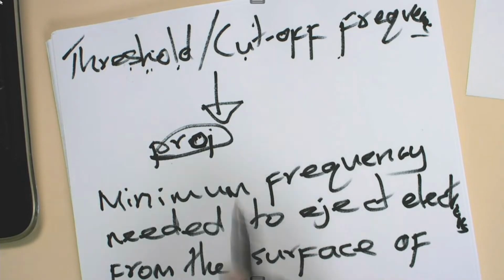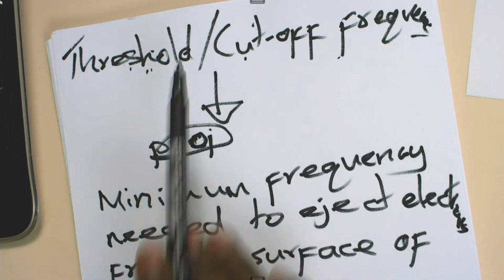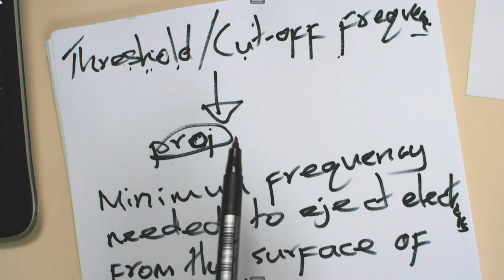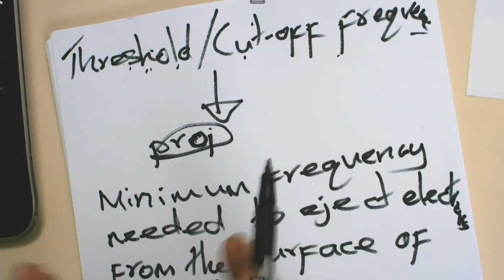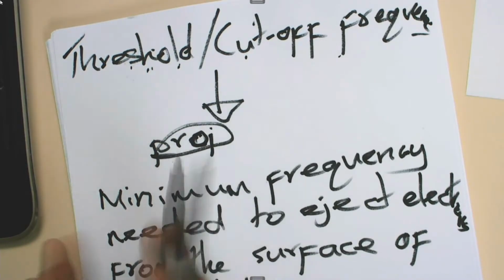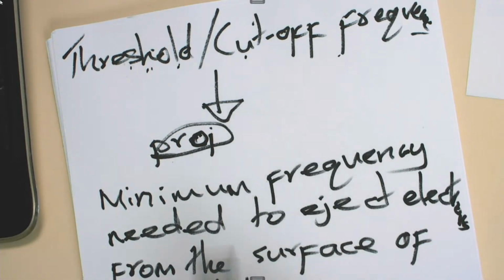Like I said, the threshold frequency is the property of the metal. The only way we can change the threshold frequency or the cutoff frequency is by changing the metal. If you change the metal, then the threshold frequency will also change. For instance, if you move from a zinc metal to maybe a copper metal, then you will have a different threshold frequency, which is the minimum frequency needed to eject electrons from the surface of the metal.